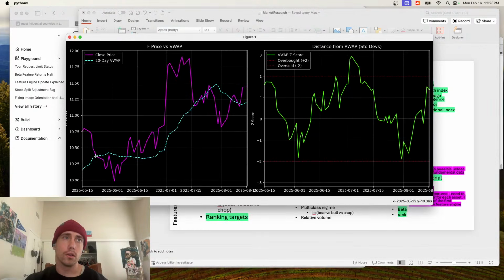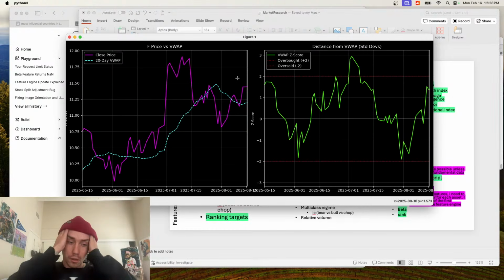Alright, so it goes, VWAP goes above here. When is this? 522. So then close price. The z-score should give the number of standard deviations VWAP is from the close.